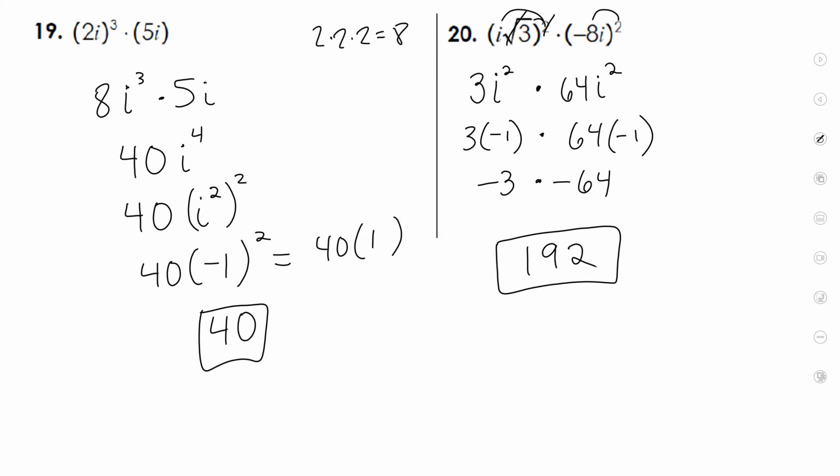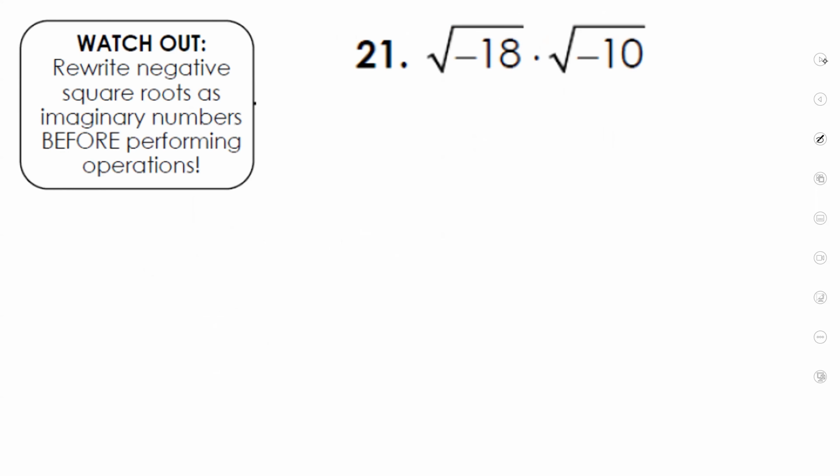All right, I just have 2 more examples and then we're done with the notes. So remember this little watch out thing on your notes. We're going to rewrite the negative square root as imaginary numbers first. So guys, square root of -18 can be rewritten as -1 times 9 times 2. And then this one can be rewritten as -1 times 10. All right, so let's simplify this, guys.